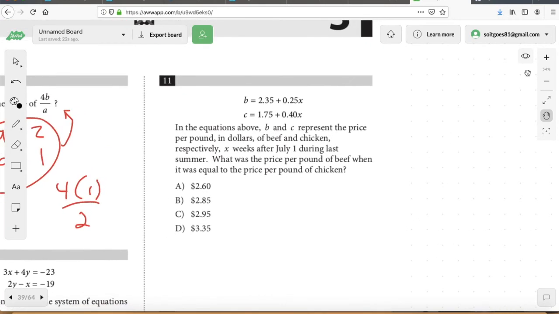In the equations above, B and C represent the price per pound in dollars of beef and chicken, respectively, x weeks after July 1st during the summer. What is the price per pound of beef when it was equal to the price per pound of chicken?